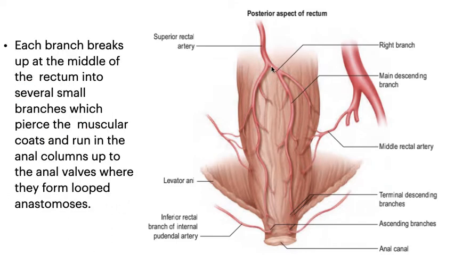Now you can see this is the right branch, the left branch. Each branch breaks at the middle of the rectum into smaller branches, piercing the muscular coat and running up to the anal columns and the anal valves where they form looped anastomoses. What are anal columns and anal valves, we'll do further on. So you can see they are going up to the anal canal.